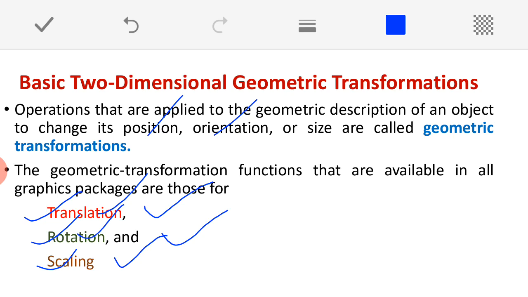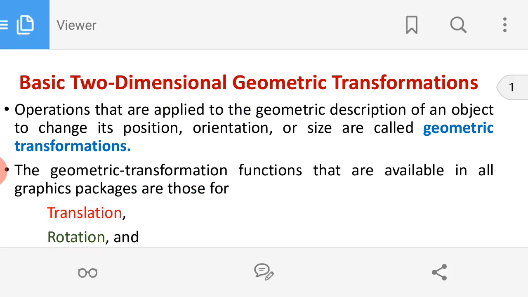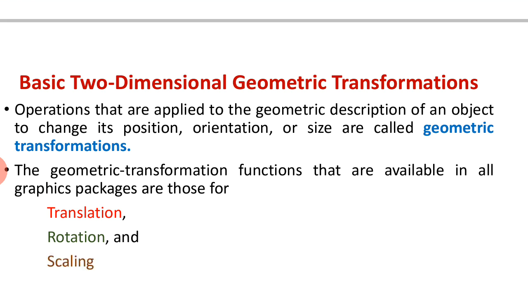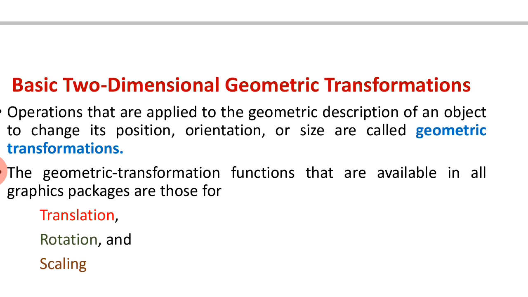As the cycle is moving away from the viewer, does the size of the cycle remain the same, or should the size of the cycle be reduced? The size should be reduced. It means that the size of my object should be changed. That is nothing but scaling here. So, like this, there are three basic types of geometric transformation concepts that we are going to incorporate in our computer graphics.